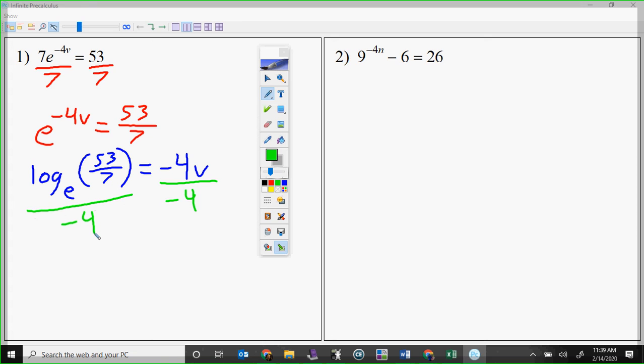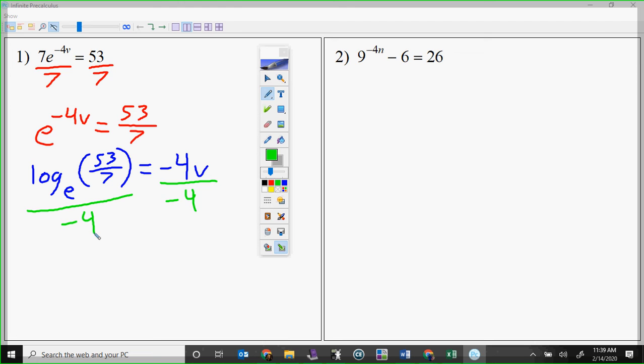And I really should have bothered to grab a calculator, so hold on one second. All right, so I thought I was going to be able to use the calculator on the screen, but I can't when I'm writing on the screen, so I have to go grab a calculator.